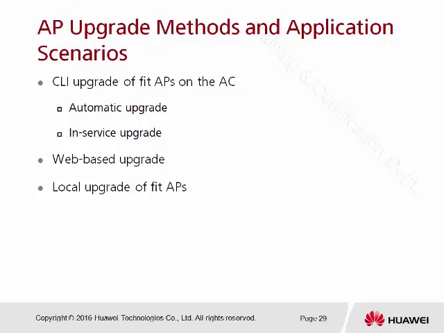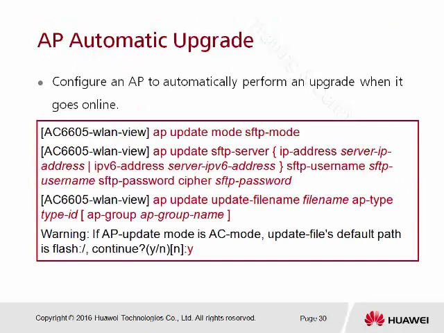Then next, we also have the web-based upgrade, and the last one is the local upgrade of the fit AP. The first one shows us how to do the configuration using the CLI. First they go to the system view and then enter the WLAN view. How to enter this view is very simple: we just use the command WLAN. You just type WLAN from the system view, and it will bring you to the WLAN view.